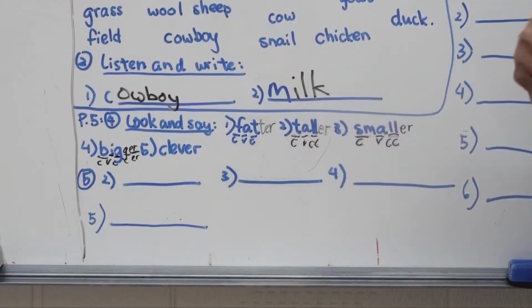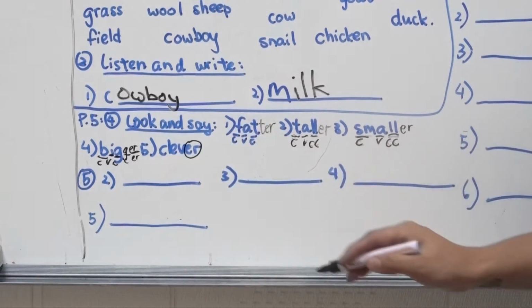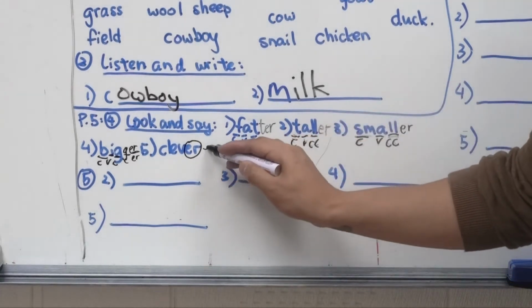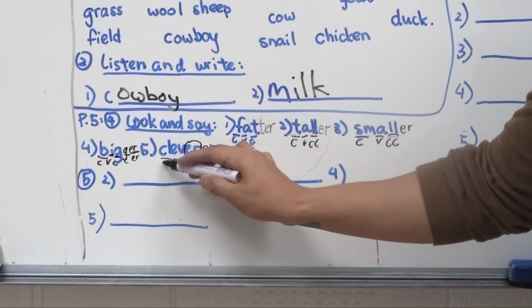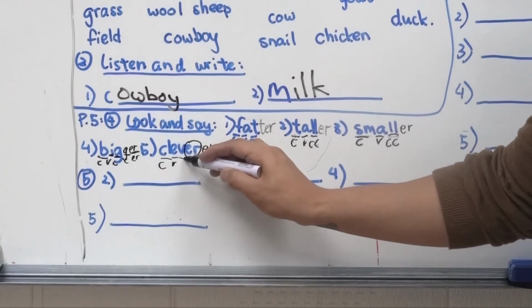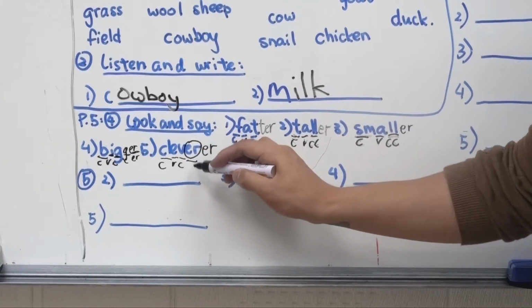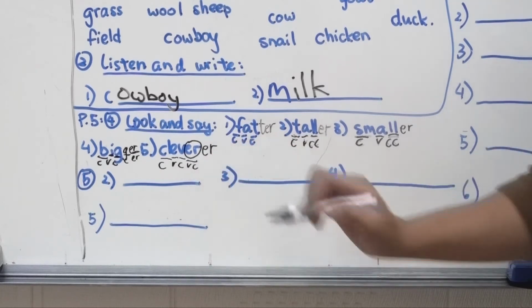So I know it's quite confusing, right? Because here we have ER already, right? Clever. But for this word, we will add another ER, okay? Cleverer. Alright, so here, let's try to look. C, V, C, we call that a vowel and a C, right?